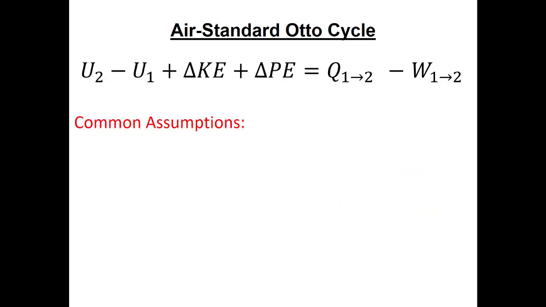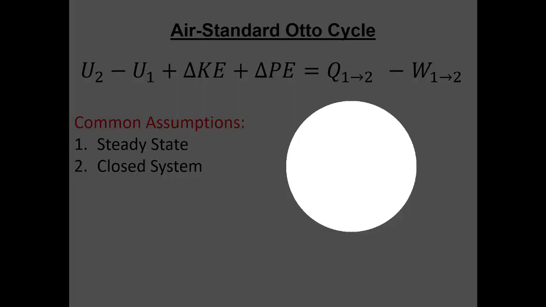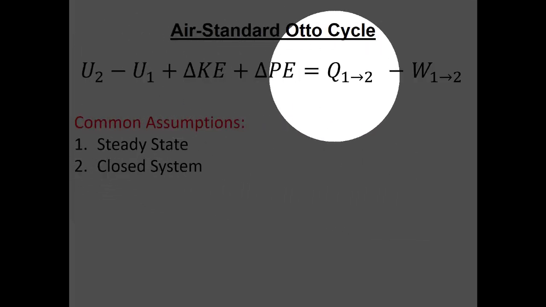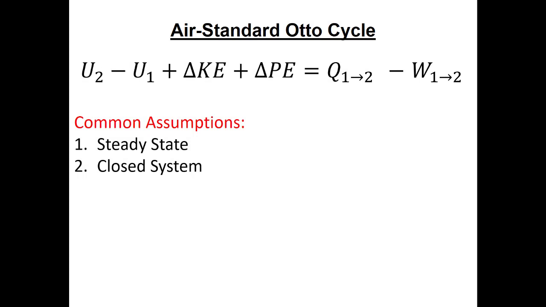So how do we do the analysis? We're assuming all these processes are constant mass, so they're closed systems. Common assumptions that we'll make: we'll say that it's at steady state, although that doesn't actually come into play here, and that it's a closed system. Because it's a closed system, we get rid of any of the terms here that would be related to m dot, or the mass flow rate terms. There is no mass flow rate here. All the mass stays inside the piston.